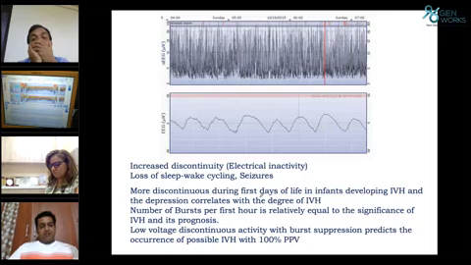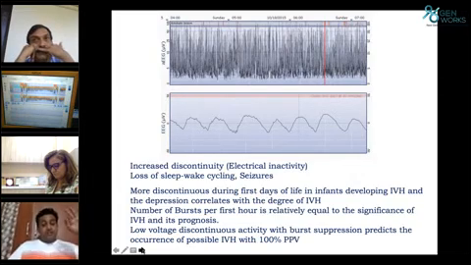Coming back to the literature, we can say that the positive predictive value, if we assess a low voltage discontinuous pattern with a burst suppression pattern, with increased bursts, more than 100 per hour, with a decreased inter-burst interval, then the positive predictive value to predict an intraventricular hemorrhage in a preterm neonate is 100%.